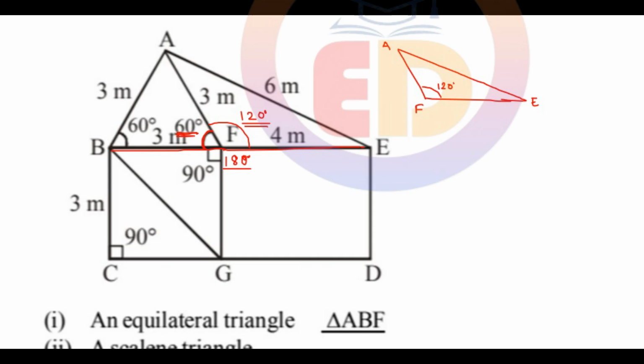Now remember that 120 is an obtuse angle, and when you have an obtuse angle in a triangle, then we can call the triangle AFE as an obtuse angled triangle. So the obtuse angle triangle will be triangle AFE.